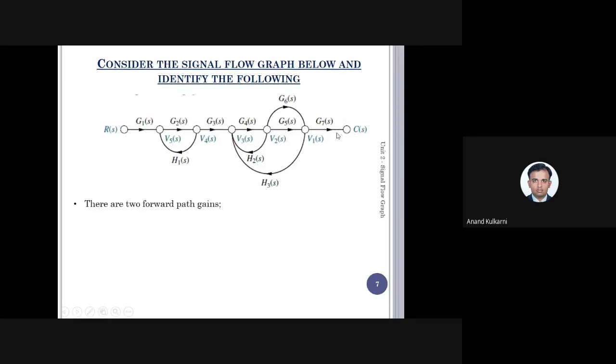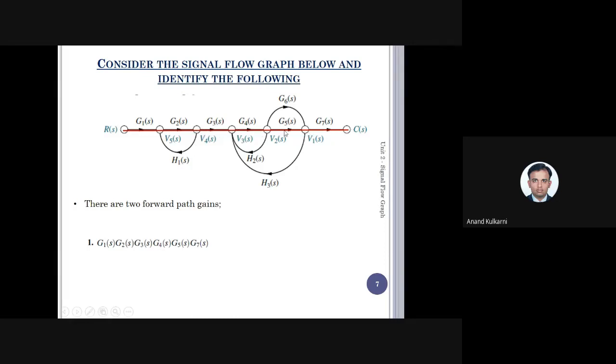And there are two forward paths, as I had shown. Just observe here, this is the red part. That is the forward path, and the forward path gain is G1 of S, G2 of S, G3 of S, G4 of S, G5 of S, and G7 of S. It is nothing but the path connecting node numbers 1, 2, 3, 4, 5, 6, and 7.